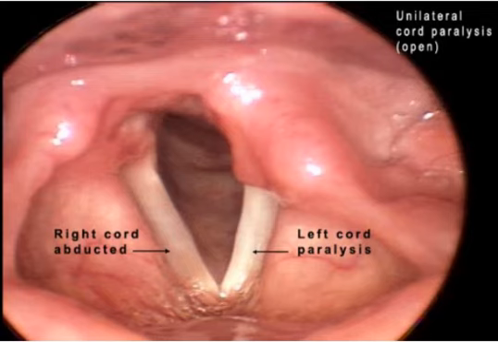Unilateral vocal cord paralysis. Unilateral vocal cord paralysis. Published by NCBI.